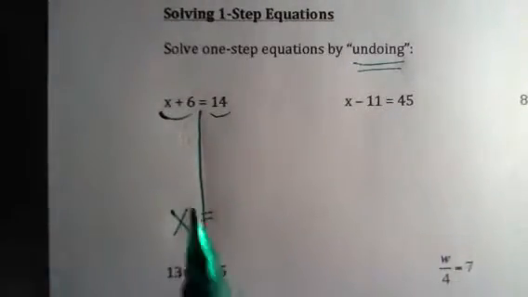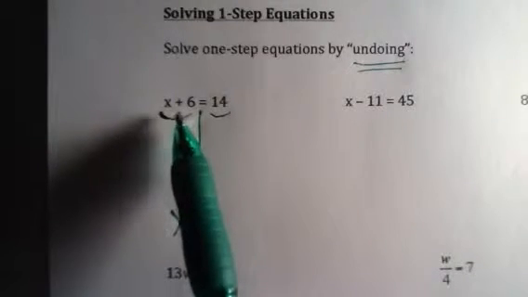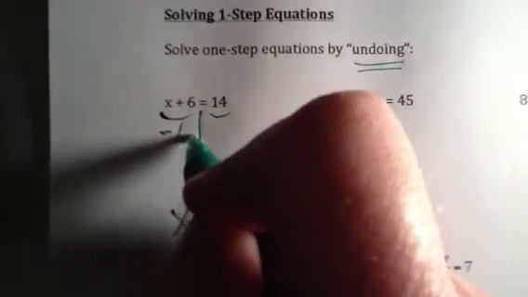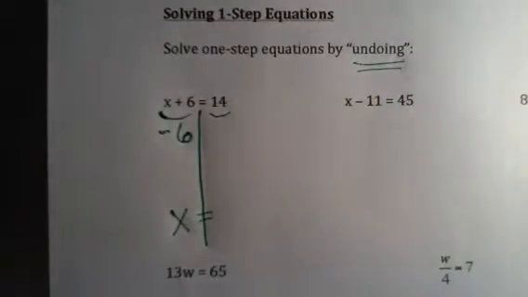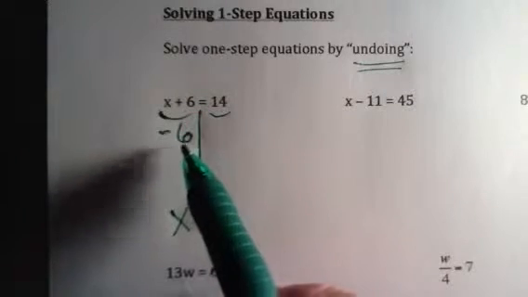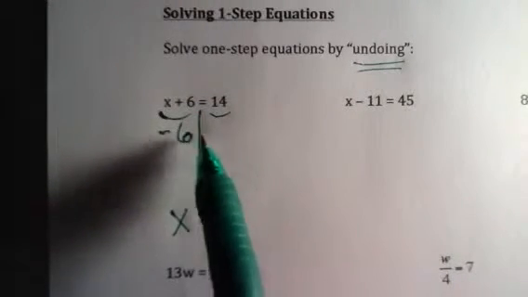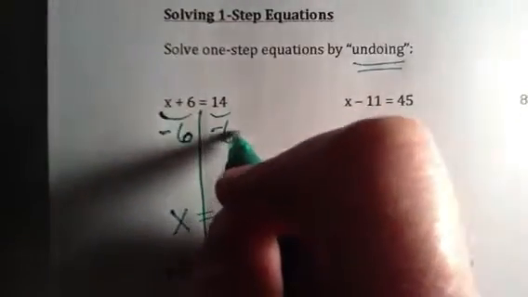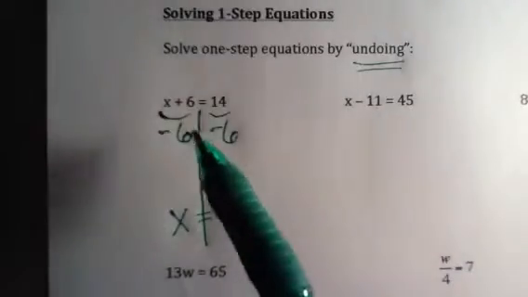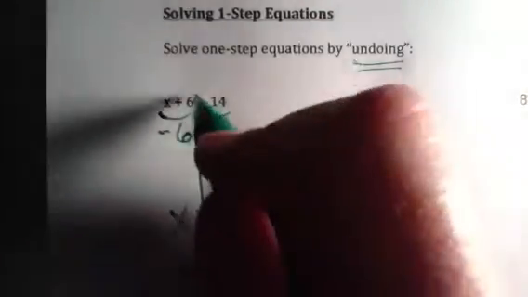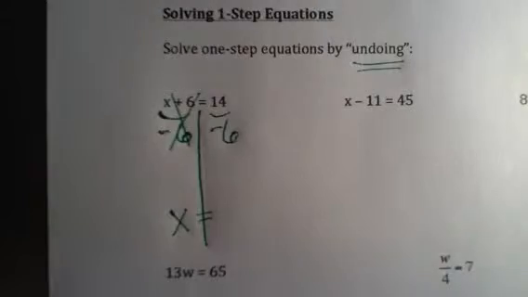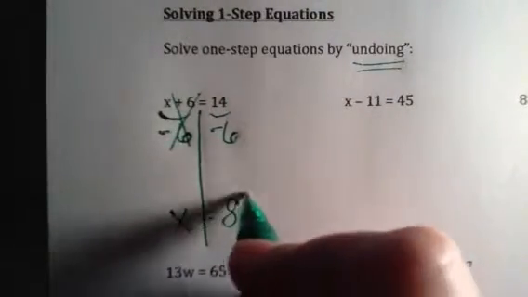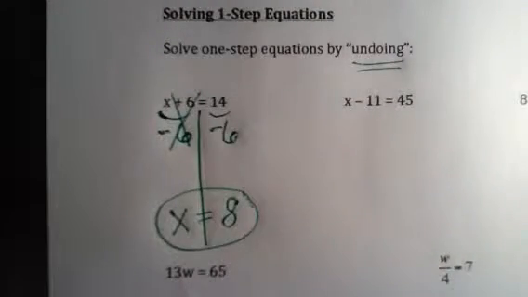But we're hoping to have the x by itself. So what we need to do is get rid of the plus 6. To get rid of the plus 6, we're going to do the opposite of adding 6. We're going to subtract 6. And that's why the method's called undoing. We're undoing adding 6 by subtracting 6. And because the equation is perfectly balanced, if we subtract 6 on the left-hand side, we need to subtract 6 on the right-hand side. On the left-hand side, 6 minus 6 is 0, so we get to cross those out. On the right-hand side, 14 minus 6 is 8, and that's our solution. So we know that x equals 8.